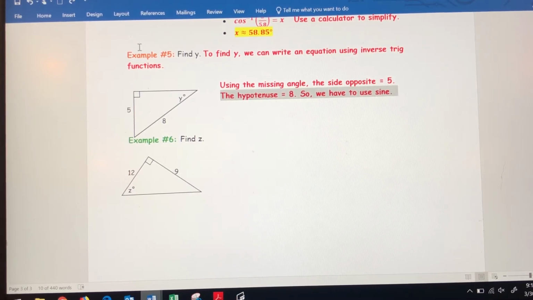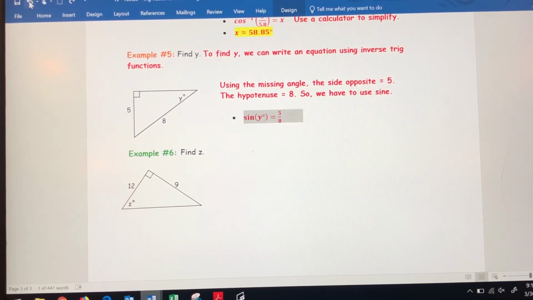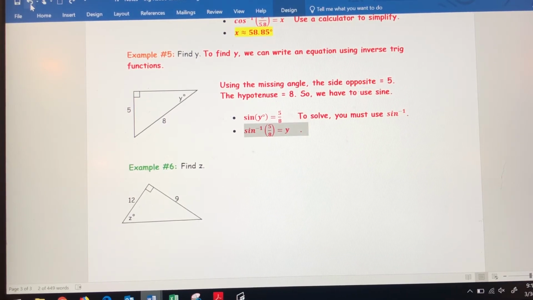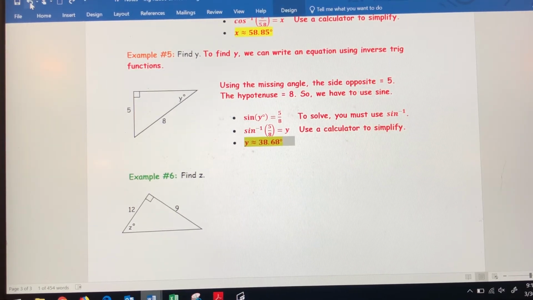We're going to use the sine function to write an equation that's going to allow us to solve for y. The equation is going to be the sine of angle y equals opposite 5 over hypotenuse 8. We're going to have to use the inverse sine to get y by itself. So our next step is inverse sine of that ratio 5/8 equals y. We're going to use our Desmos calculator again to simplify that, and our angle measure for y should be approximately 38.68 degrees.